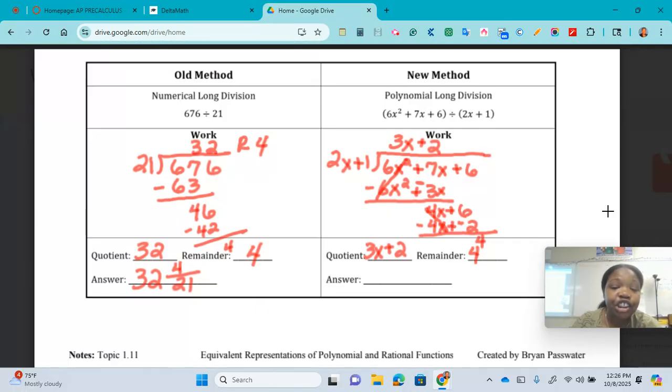All right. Now, so our answer is 3x plus 2 plus 4 over 2x plus 1. What was in the denominator? I'll put this in parentheses. Okay, wasn't that fun? I know it was, deep down inside.